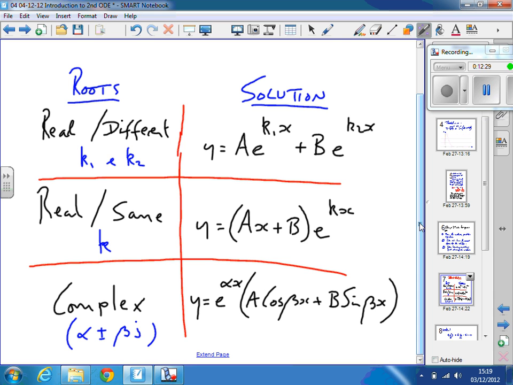And for each of these, there's a solution. y equals some constant a e to the k1x plus b e to the k2x, if the roots are real and different. This solution if the roots are real and the same. And, as I said, this more interesting solution if it's a complex solution. Note, in this complex one, you've got these sine and cosine functions, which is going to give us the oscillation we're interested in.